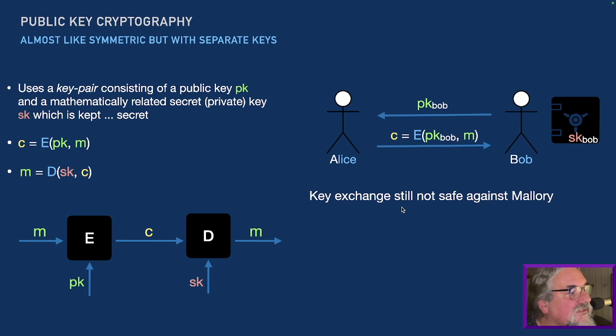Because malware can do the same, it can just replace it. When Alice wants to have Bob's public key, Mallory can just stop that message and send her own public key. So we still have a problem with key exchange. Key exchange is actually the hardest problem in cryptography.